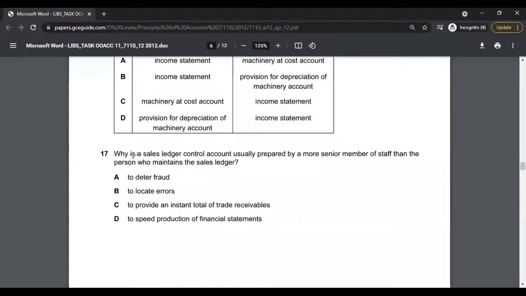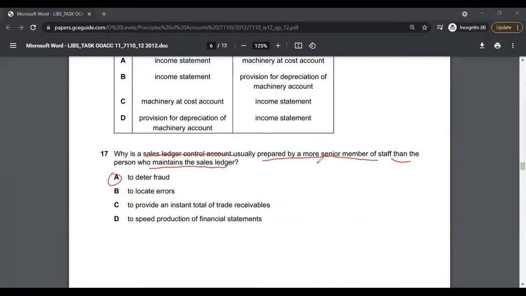Multiple choice 17. Why is a sales ledger control account usually prepared by a more senior member of staff than a person who maintains the sales ledger? To deter fraud. This is basically a separation of duties, because if one person does the same job, there's a high likelihood of committing fraud, because you have full control. So companies try to separate out the responsibilities so that no person is doing the same job. Everyone is doing different things so that fraud could be avoided. So the answer to multiple choice 17 is option A.